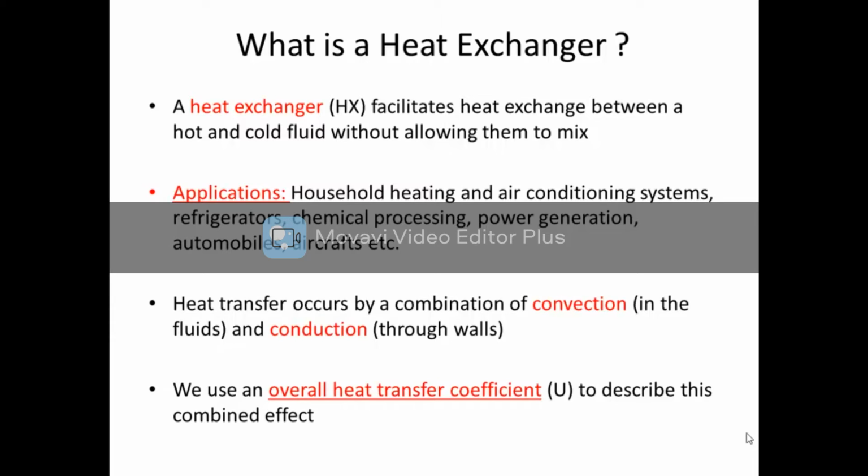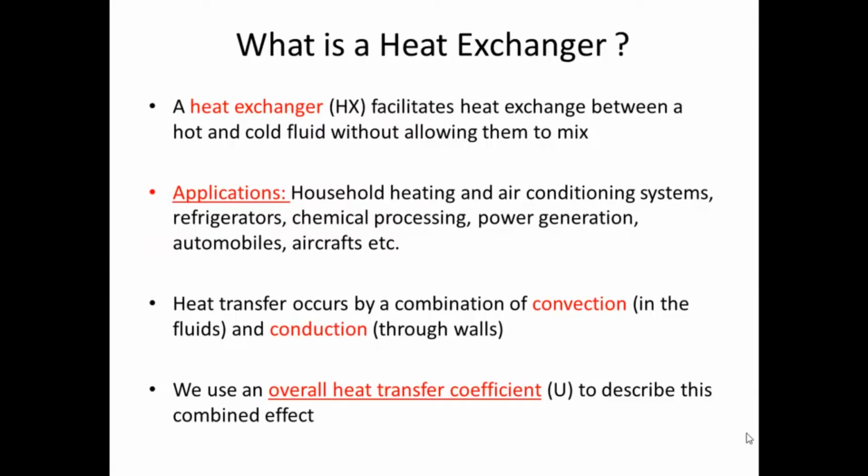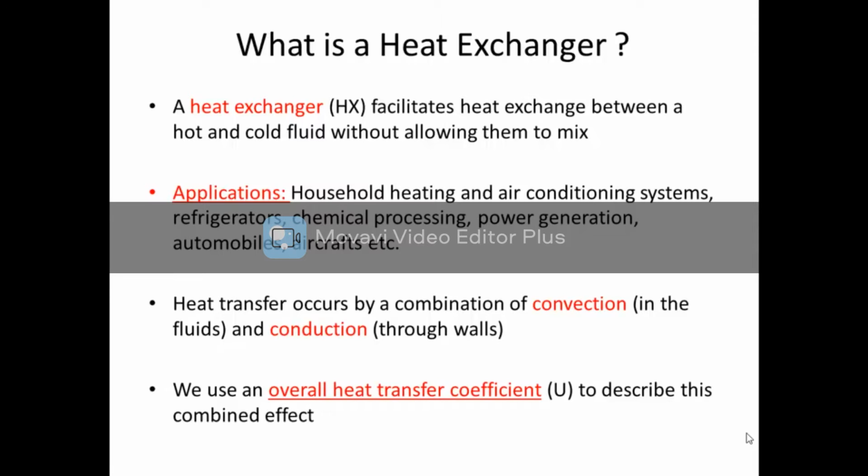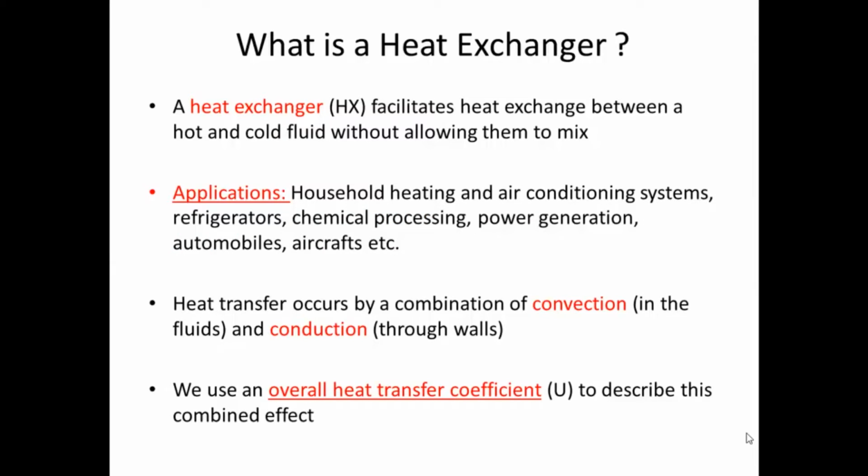The applications of heat exchangers include household heaters, air conditioners, refrigerators, chemical processing units, power generation systems, automobiles, aircrafts, and many more. A household air conditioner or refrigerator typically has two heat exchangers, the evaporator and the condenser. Similarly, the radiator in an automobile is a typical heat exchanger.